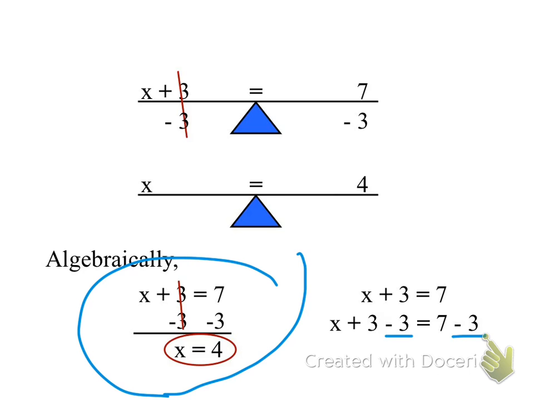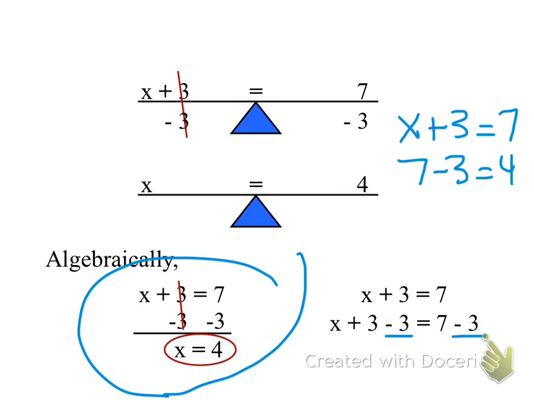Yes, Lilith. Why can't we just do the reverse one? 7 minus 3. Because there's no property of equality. So her question is x plus 3 equals 7. Why can't I do this?